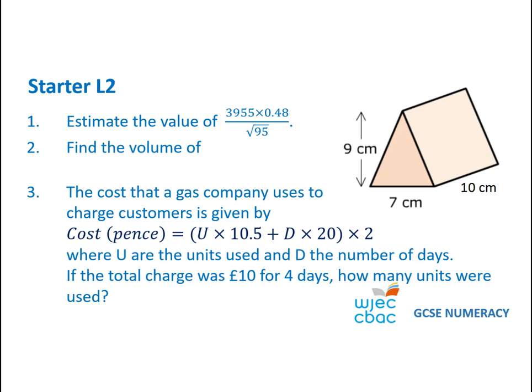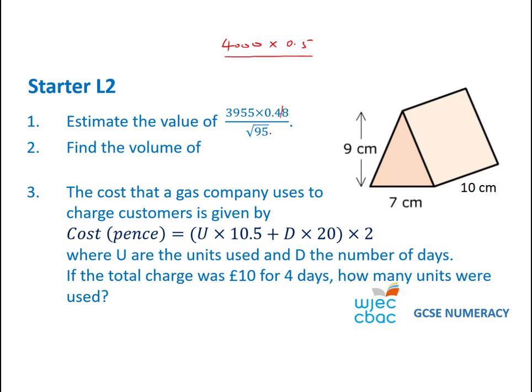Right then, let's go through the solutions. Question 1, 3955 times 0.48 divided by the square root of 95. Estimate the value. So if we look to one significant figure, 3955 to one significant figure, that's going to be 4,000 times 0.48 to one significant figure, 8 affects that, so it'll be 0.5. Okay, the temptation is either to go to 0 or 1, don't do that.